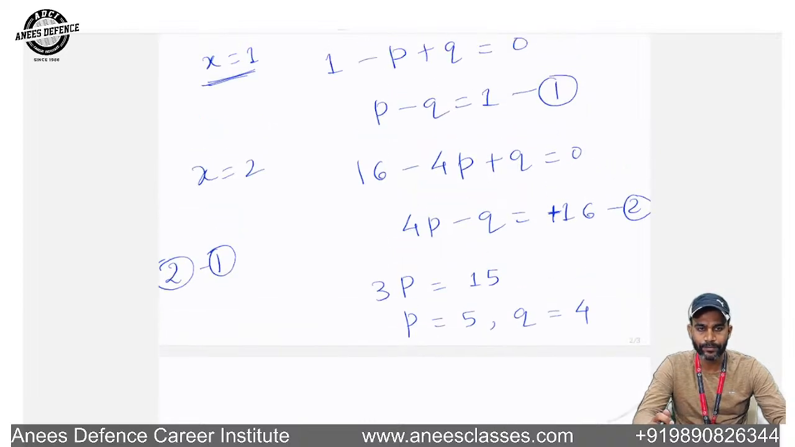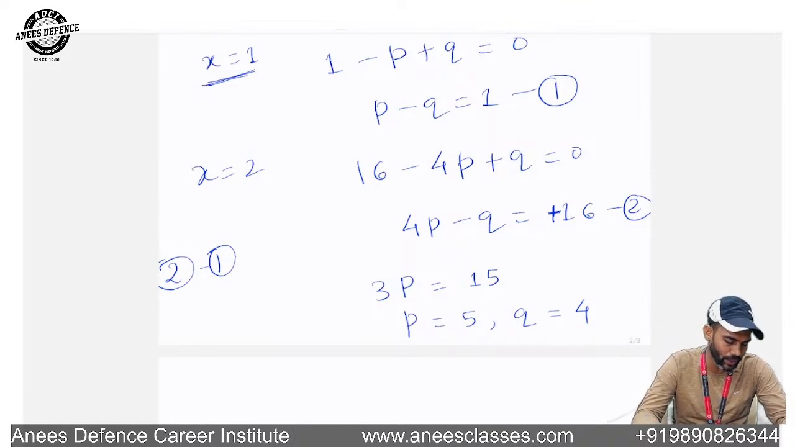Shall we move ahead? So what is the answer? What is the option? The values of p and q, basically 5 and 4 respectively. Shall we move ahead? Okay, let us try the next question. Question number 4.